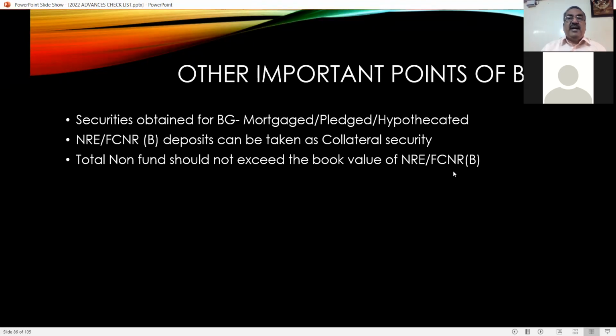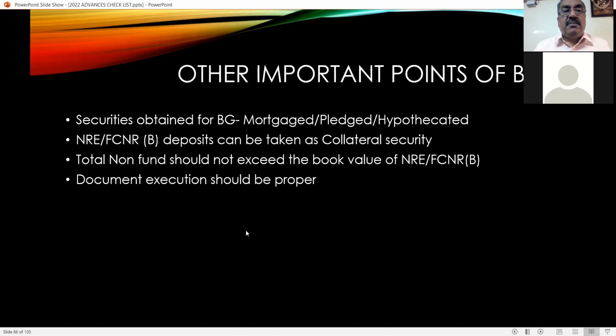Suppose the bank guarantee is given, and the FCNR or NRE deposit is, say, 1 crore, so the non-fund limit should not exceed 1 crore. So up to the value of NRE and FCNR, a bank guarantee can be given. And document execution should be proper. The basic documents all have to be executed properly. And before making the payment, ensure the claim period, because the claim period may be 3 months, may be 2 months. For that also the bankers have to get the commission in advance.